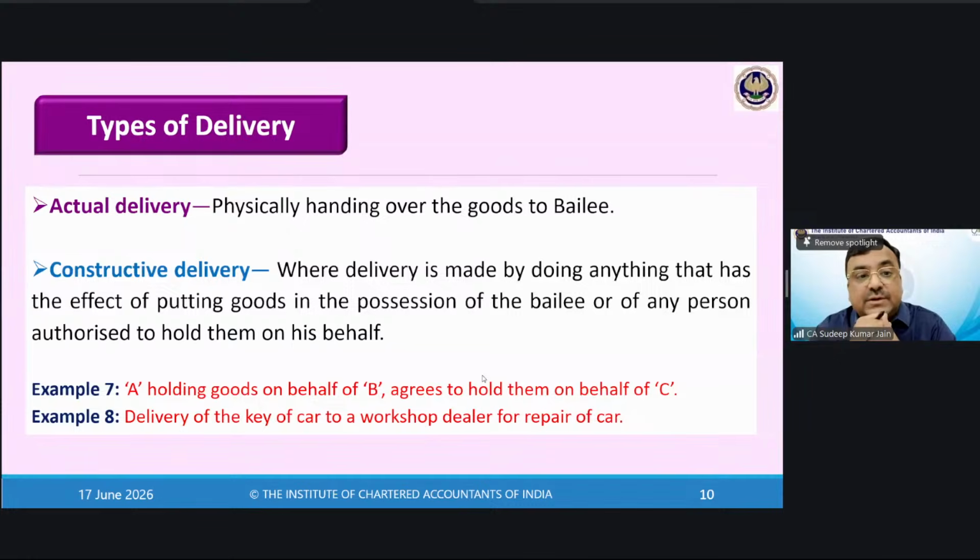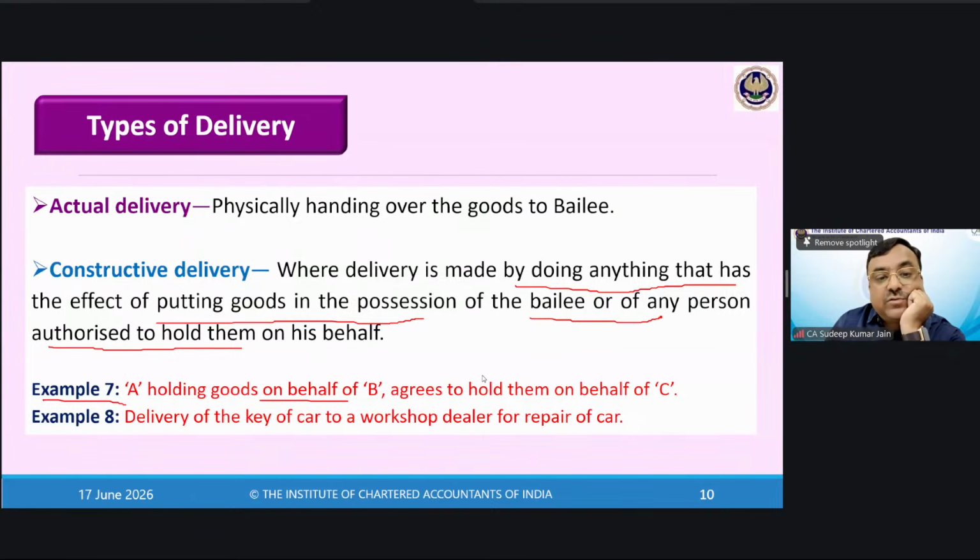Delivery may be of two types. Actual delivery: physically handing over the goods to the bailee. A has given the book to B, the physical delivery; that is called actual delivery. Constructive delivery: when delivery is made by doing anything which has the effect of putting the goods in the possession of the bailee or of any other person authorized to hold them on his behalf. Please underline that. See example number 7.